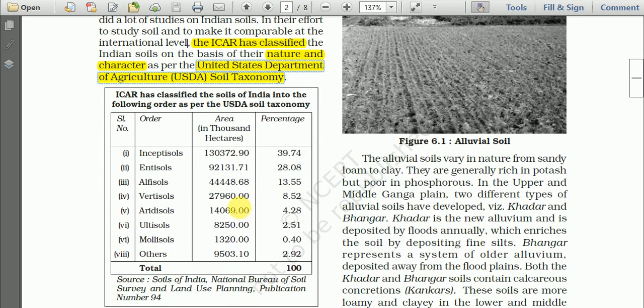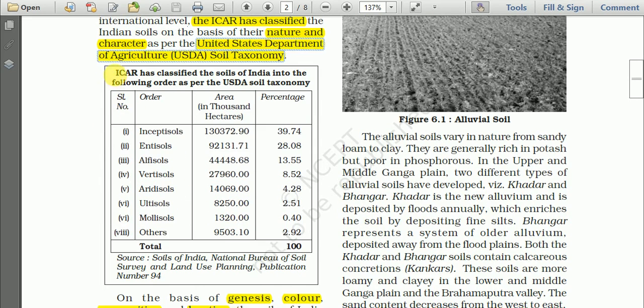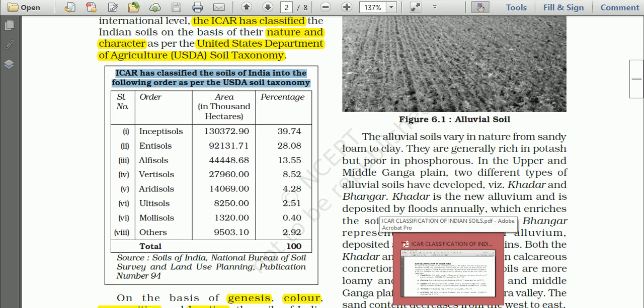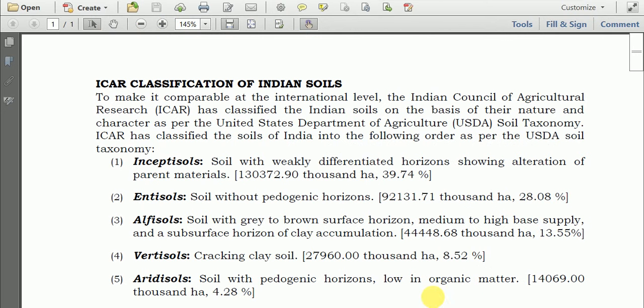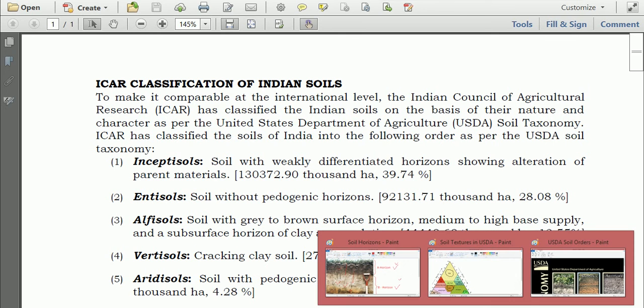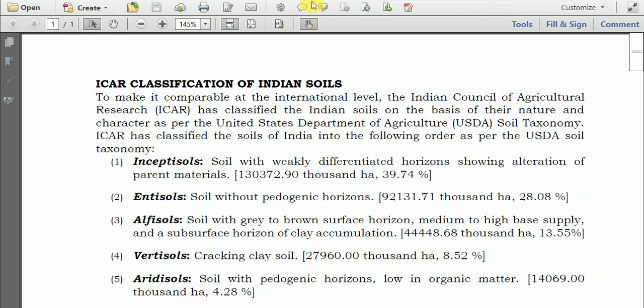So this table shows the classification of soils of India as per the USDA soil taxonomy, and it has been reproduced in this way because here we don't find a description of these types of soils, and that is why I have collected the descriptions, the definitions of the soils from other books. It is presented in this way. So this is the ICAR classification of Indian soils.